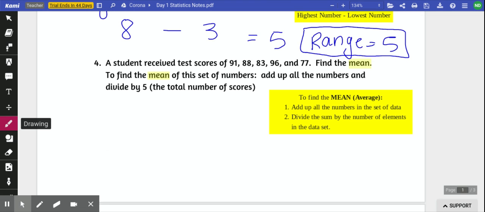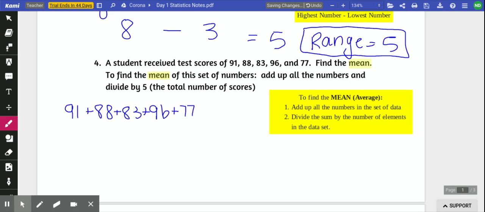Okay, so let's do this. Step 1 is to simply take all my test scores, so 91 plus 88 plus 83 plus 96 and 77, and I'm going to add those up. Then my second step is going to be to divide my sum by 5. And again, the reason I'm dividing by 5 is because I have a total of 5 test scores. So however many numbers you're adding together is the amount that you're dividing by.